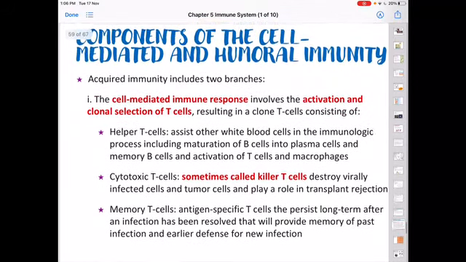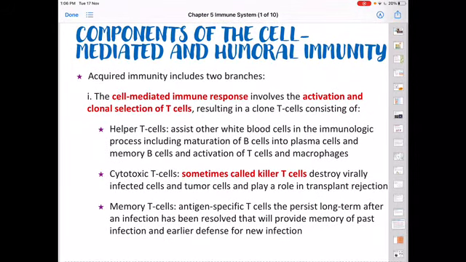Okay, this is again about the components of cell-mediated and humoral immunity. The cell-mediated immune response involves the activation and clonal selection of T cells, resulting in a clone of T cells. The clone of T cells consists of helper T cells. The function of helper T cells is to help other white blood cells in the immunologic process, including maturation of B cells into plasma cells and memory B cells, and activation of T cells and macrophages.